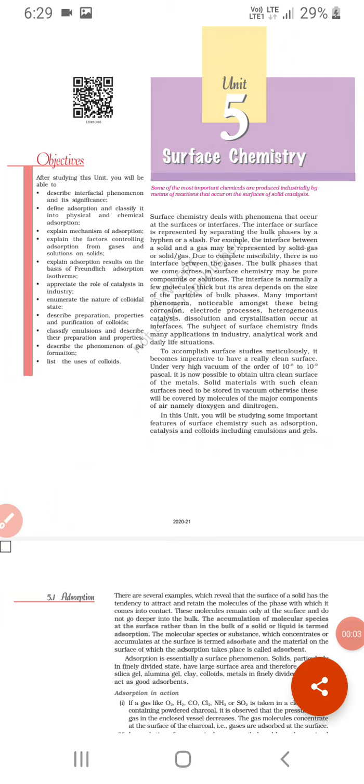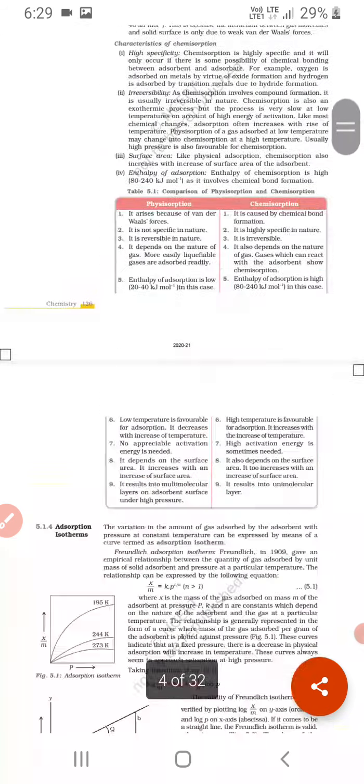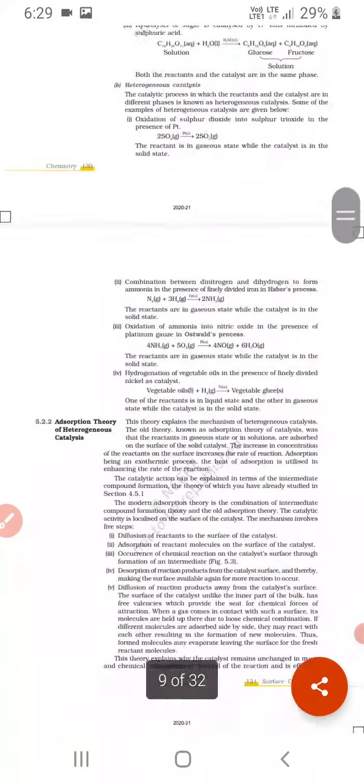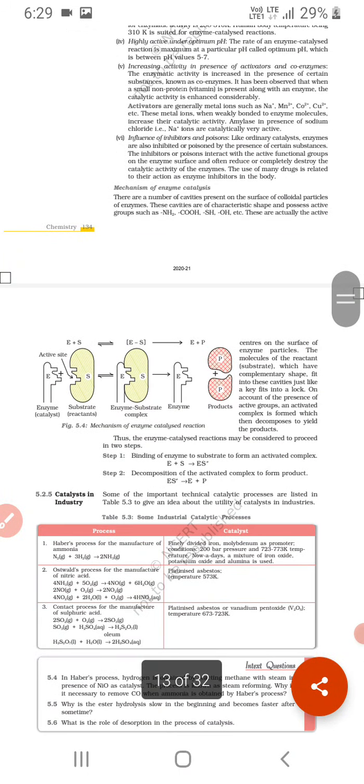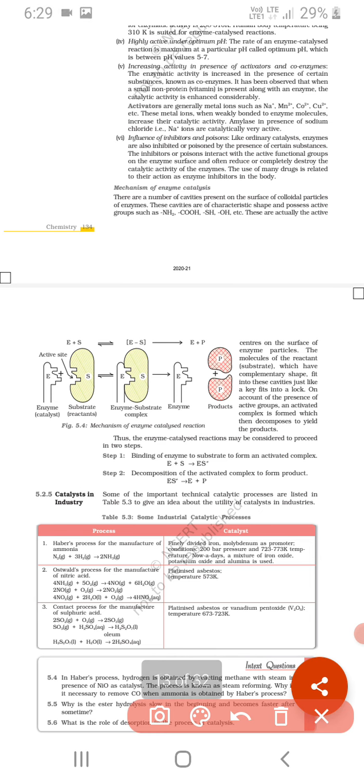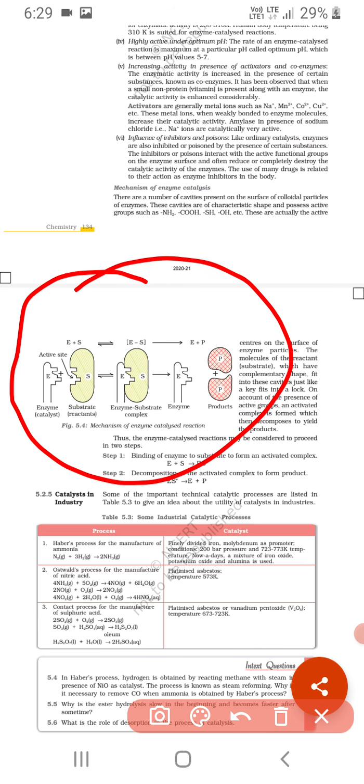So students, today we are going to continue our chapter surface chemistry, and today we have to discuss the functioning of enzyme, how the enzymes work. Right students? So let's start. The functioning of enzyme, or you can say the mechanism of enzyme. See students, I can explain with the help of this given diagram.